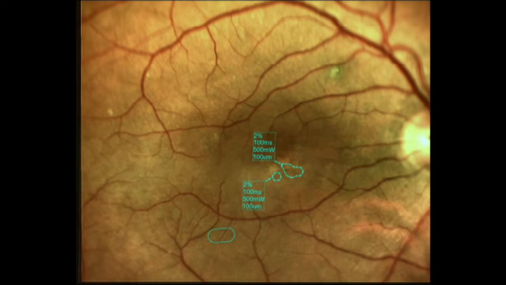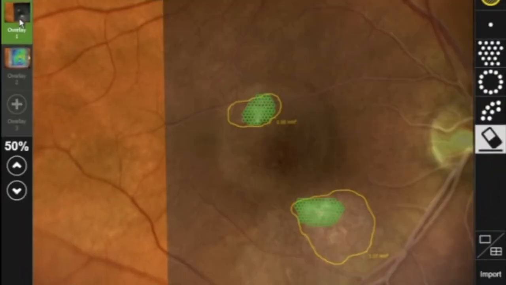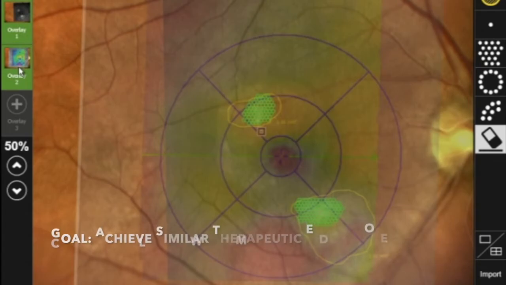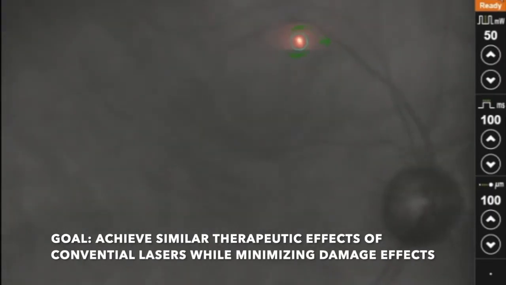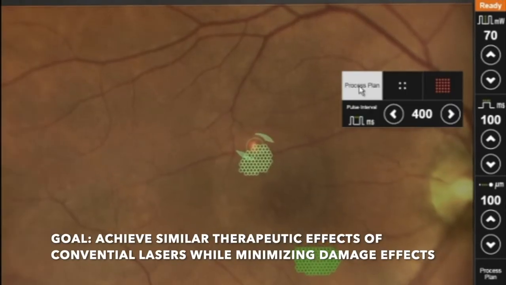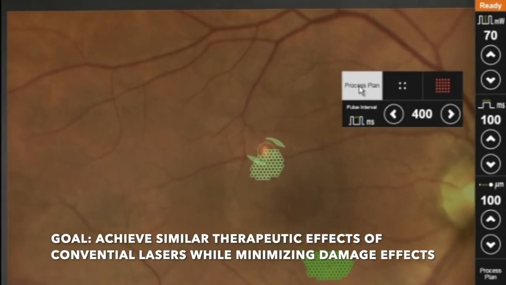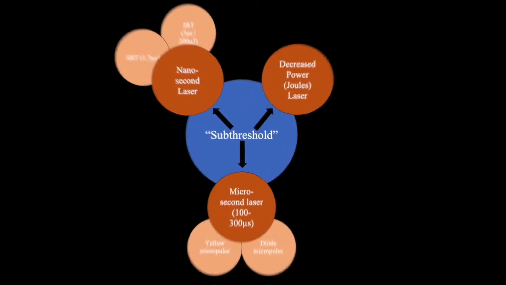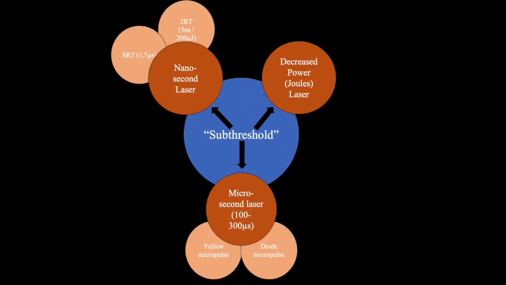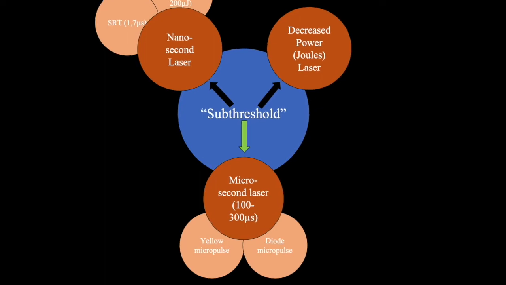As opposed to conventional lasers, subthreshold lasers do not produce observable evidence of damage to the targeted tissue. The goal of treatment is to achieve the same therapeutic effects of conventional lasers while minimizing damaging effects such as scarring, tissue atrophy, undesirable neovascularization, and vision loss. The term subthreshold has been used to describe multiple techniques, including nanosecond laser pulses, microsecond laser pulses, and decreasing the power of the laser. Current research has been focused on microsecond pulsing laser.